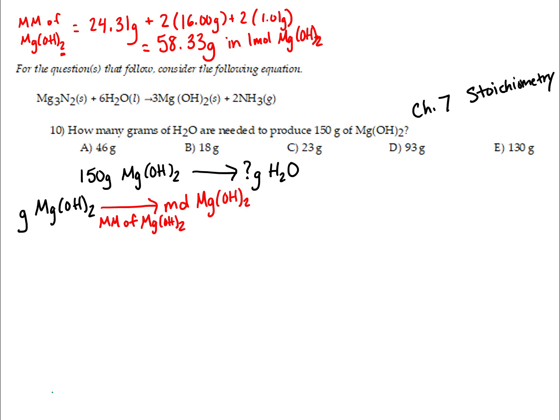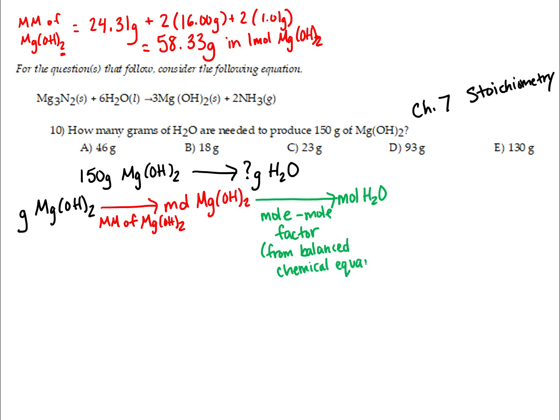Back to our plan. Now that we've got moles of magnesium hydroxide, we need to get to moles of water. That's where our mole factor comes in. We're going to use that to get from moles of magnesium hydroxide to moles of water, and it comes from the chemical equation, the balanced chemical equation. Last step, we go from moles of water to grams of water.